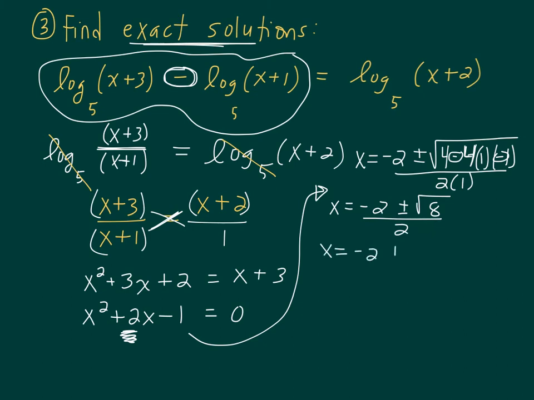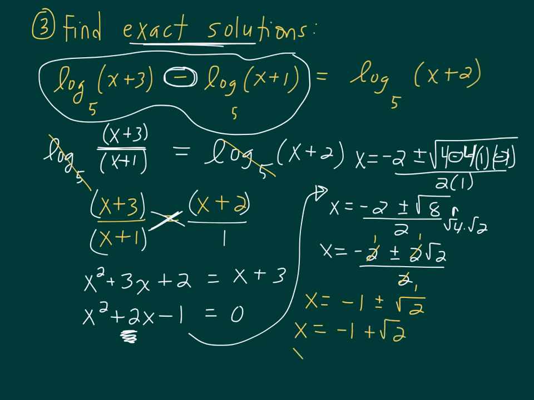So we have negative 2 plus or minus. Now when you break down radical 8, that's radical 4 times radical 2, which is 2 radical 2. From there, we can divide out these 2's and replace them with 1's. So we have x equals negative 1 plus or minus the square root of 2. So remember, we need to be checking for extraneous roots. So let's first break this apart. We have negative 1 plus a radical 2, and we have negative 1 minus a radical 2.